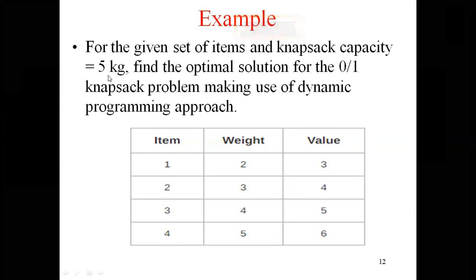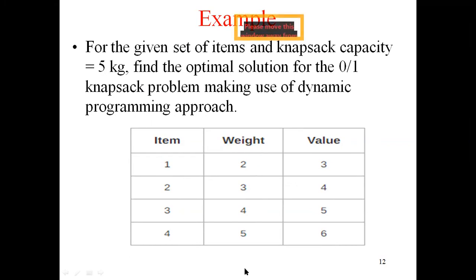So bag capacity is given and the number of items are given, 4 items, and the weight of each item is given, and value or profit of each item when you place in the bag is also given. Suppose for example, out of these 4 items, the fourth item, the weight of the fourth item is 5 kg, but the profit is 6. So profit is high and weight is also high comparing this one. See, what is our main aim?